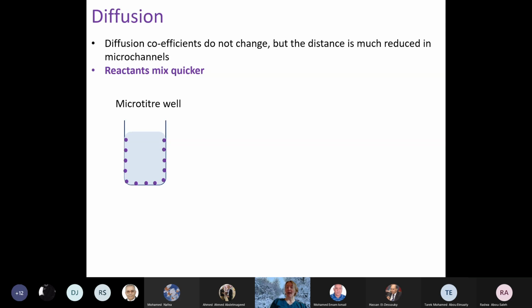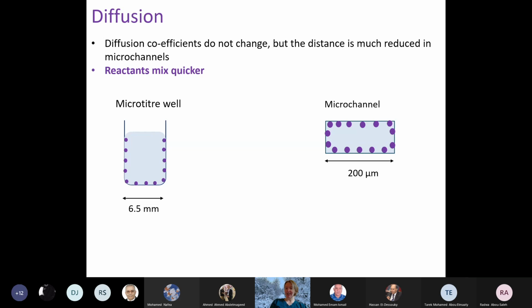If you consider a microtiter well, so this is a typical volume of fluid we might use in biology, it generally has a diameter of about 6.5 millimeters. And then we consider a microchannel, again, typically about 200 micrometers in width. And we put our molecules in there, and what we want them to do is be able to find the side of the channel and react, the green reactant to react with the purple one. And there's no other mixing apart from diffusion in these model systems.